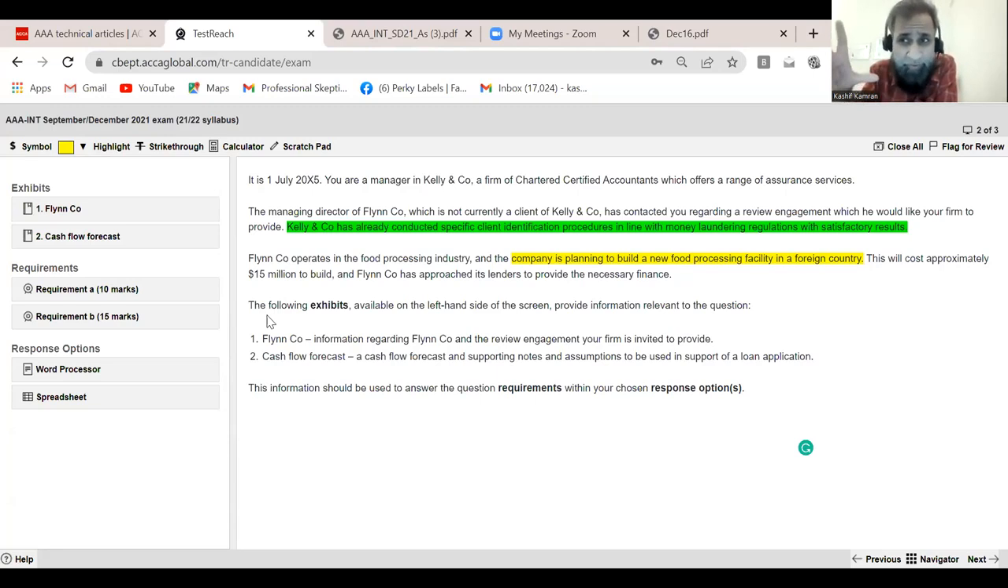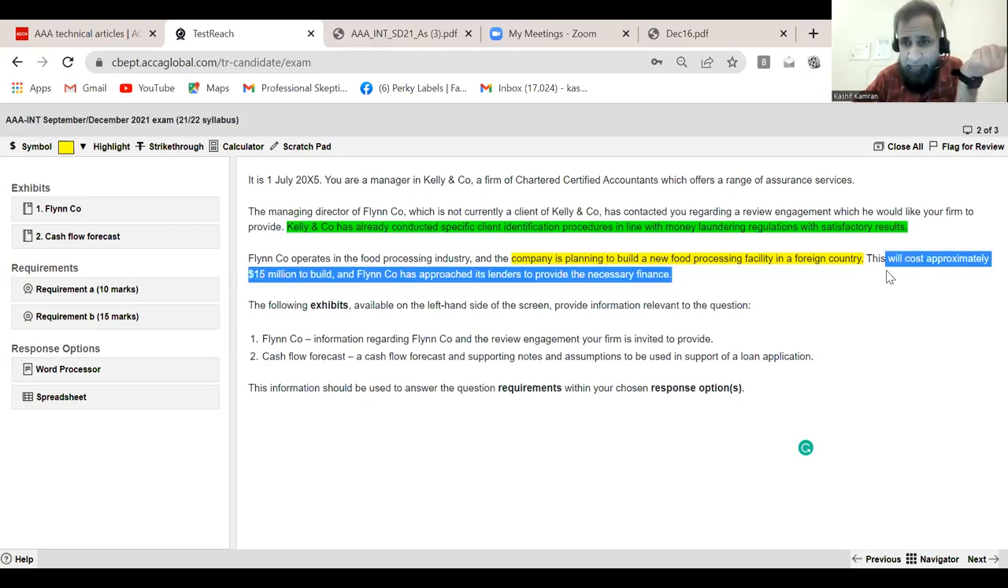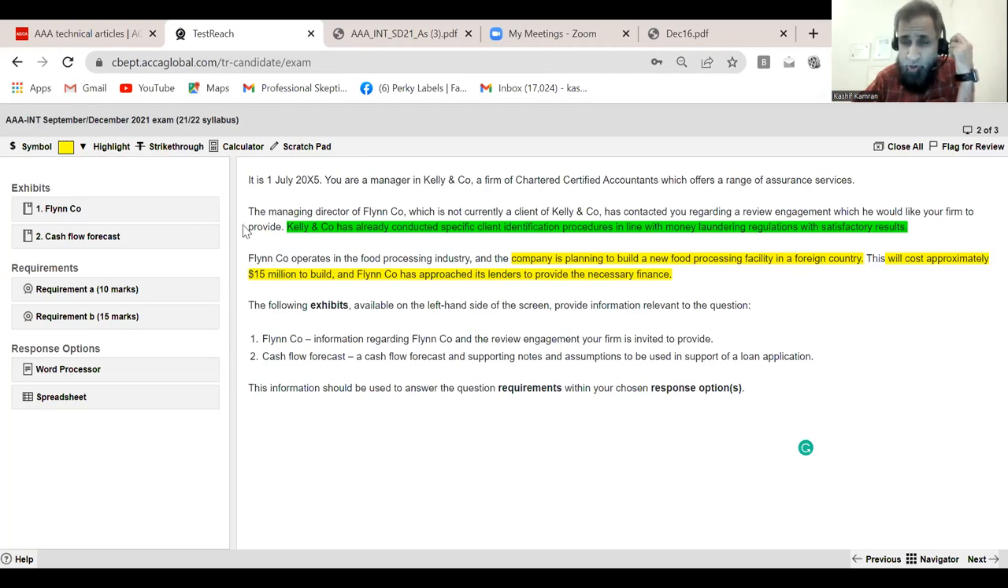I don't know what the requirements of the question are, but while I'm reading the case, I'm just making my mindset. So money laundering procedures have been carried out. The client is good for money laundering. They're not involved in money laundering. The company is planning to expand to a foreign country. This will cost approximately $15 million to build, and Flynn Company has approached the lenders to provide necessary finance. So you will need $15 million to build the new plant in a foreign country. And for that, you need a loan. And for the loan, you have already approached a lender, a $15 million loan.